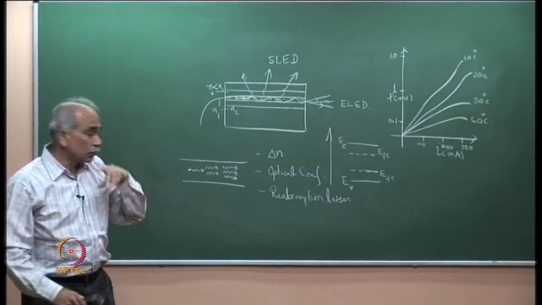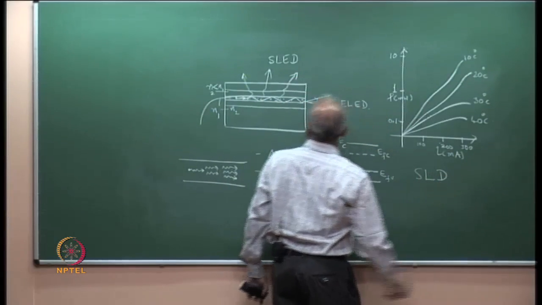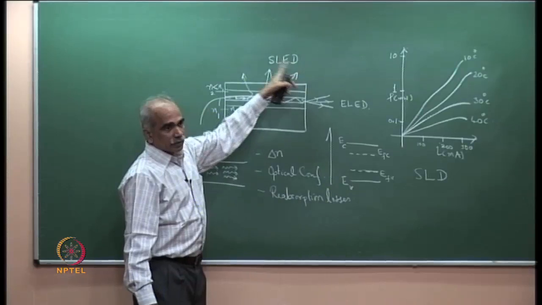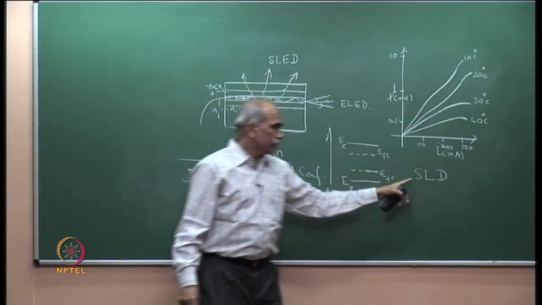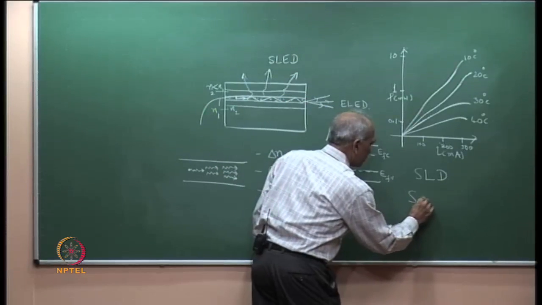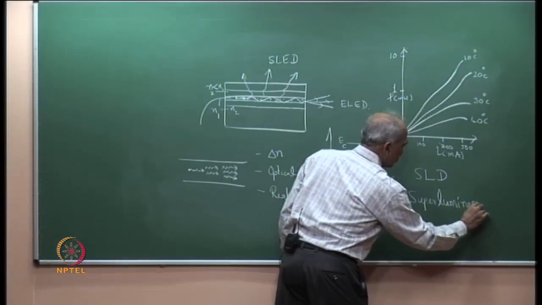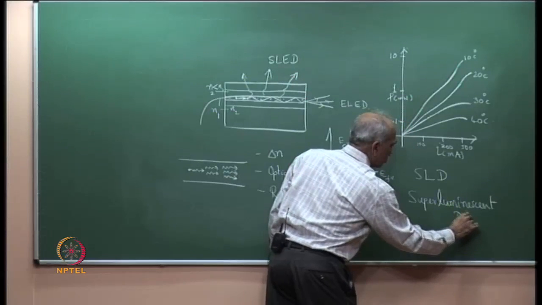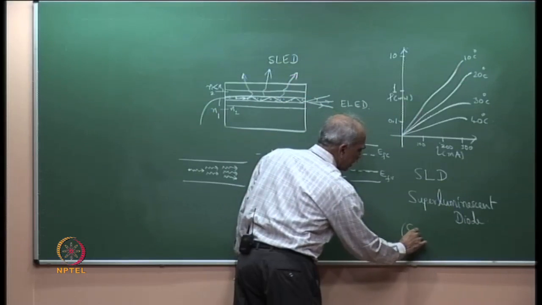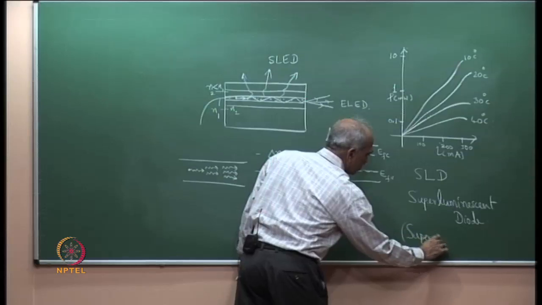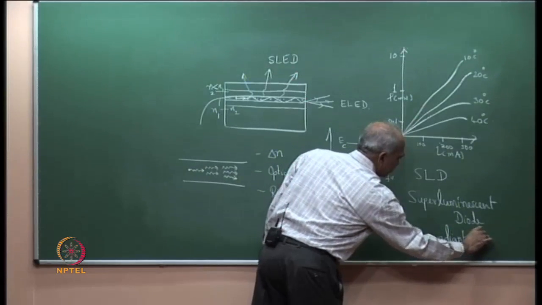These are typical numbers for a superluminescent diode, SLD. This is SLED, surface emitting light emitting diode. This is ELED, and this is SLD, superluminescent diode. Or sometimes it is also called super radiant LED.